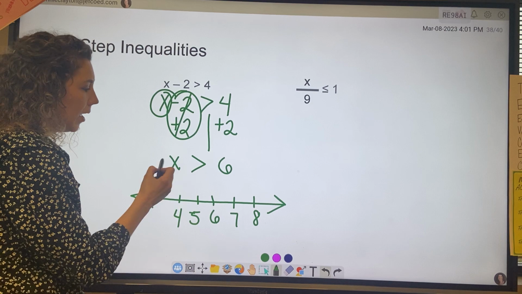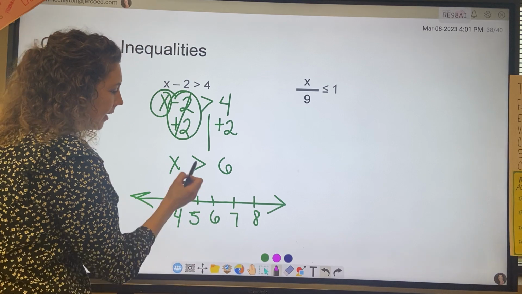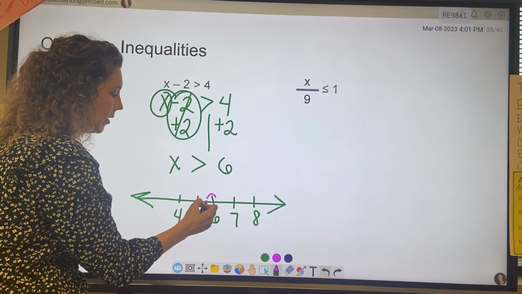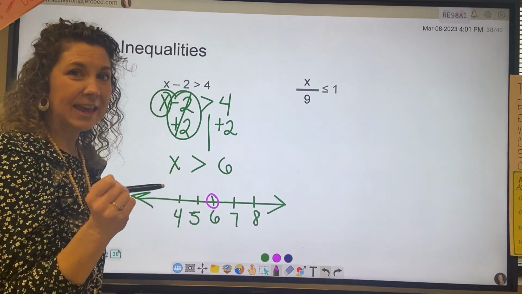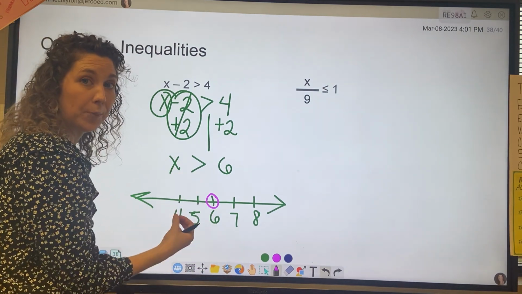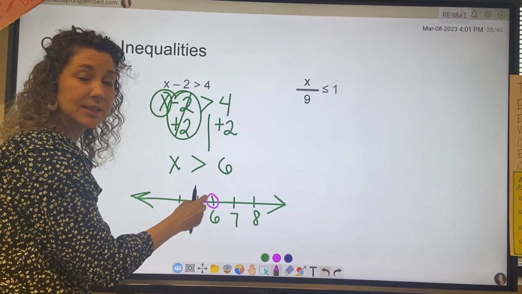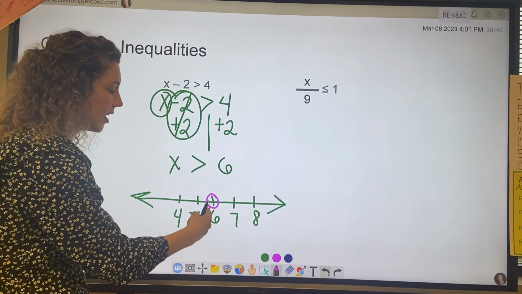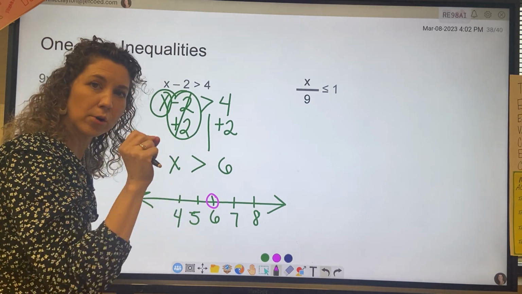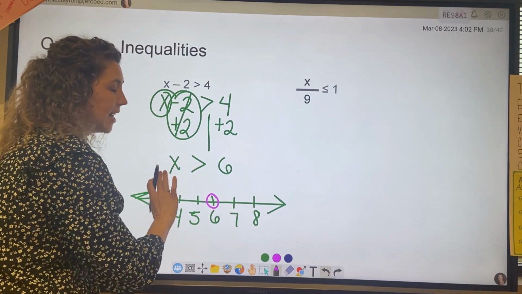Now, X is greater than 6. Watch what I'm gonna do. I'm gonna go to the 6. I'm gonna put a circle on 6. But I'm gonna leave the circle what we call open. You leave it open, don't shade it in. It is open, okay? Because X cannot be 6. It's just gotta be greater than 6. So 6 is like the number that we mark, but we don't fill in the dot like we normally do. Don't do that.